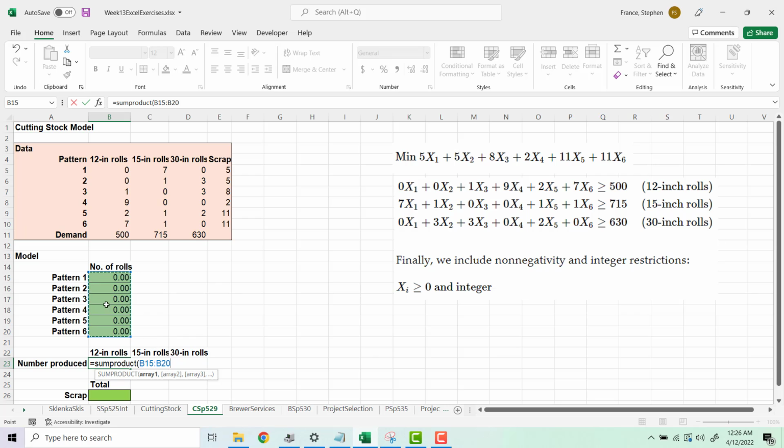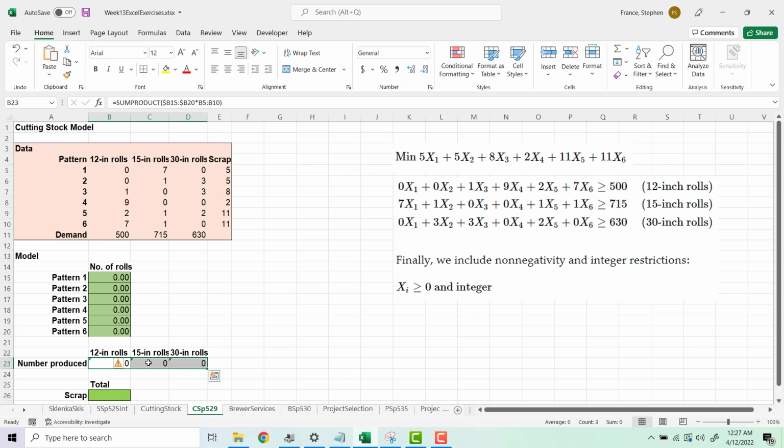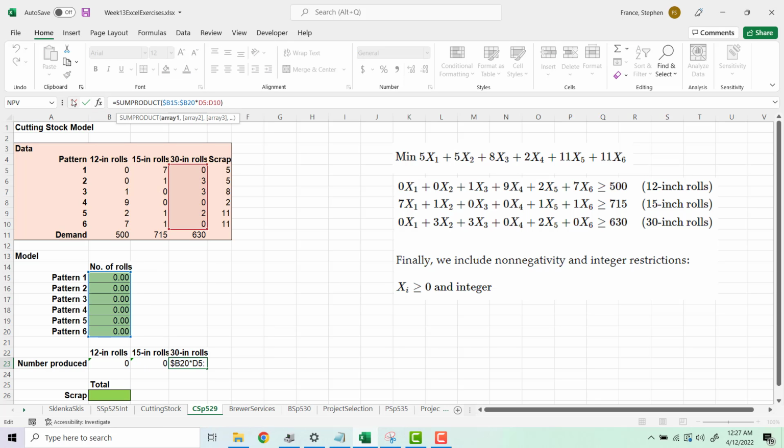So that's going to be the number of rolls times the coefficients for the 12-inch rolls. Now I'm going to move these, using Control R to get the 15 and 30-inch rolls. I'm going to put a $ on the B so it doesn't change when I move to the right. Then I press Control R, and you see here I still have my number of rolls, but this time I multiply it by the 15-inch, and this time by the 30-inch.